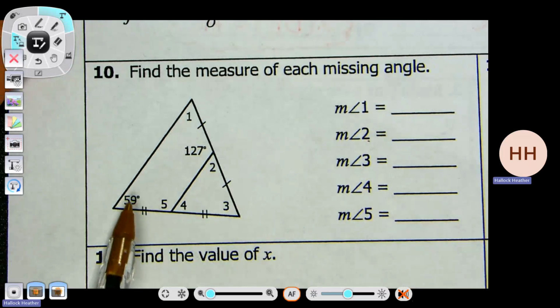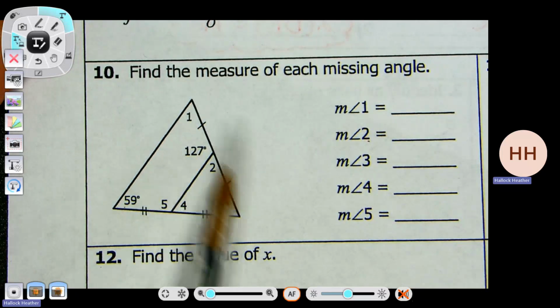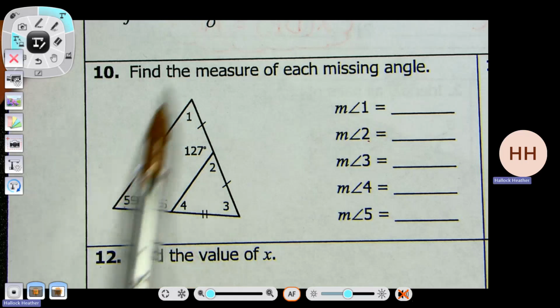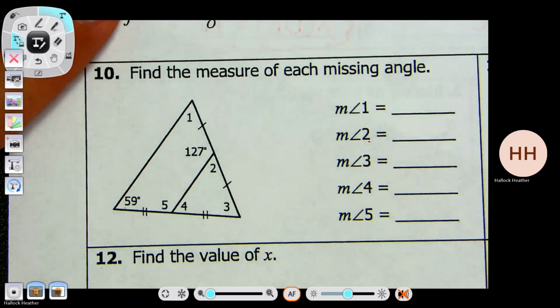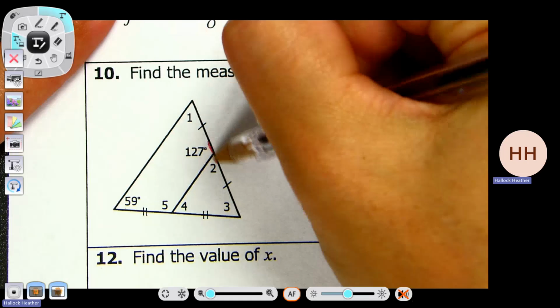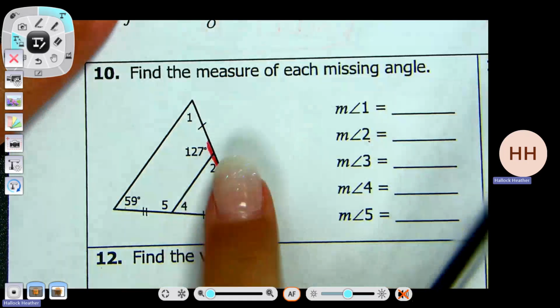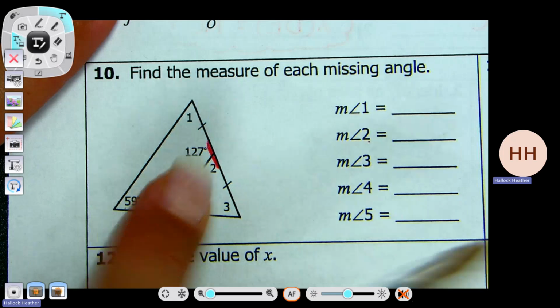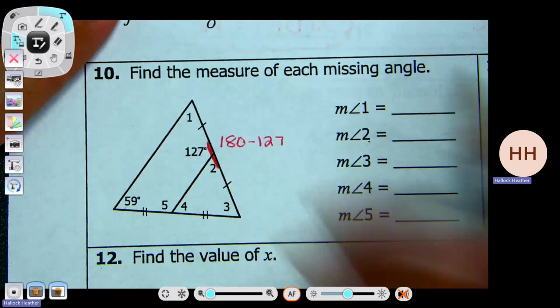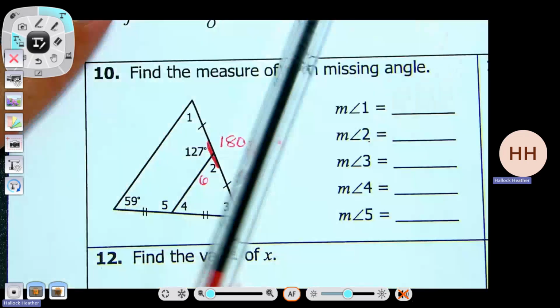So technically we have 59 here. We have 127 here. Does anybody see something that we could do? I don't want to give it away. Okay, so Tyler said that 127 and angle 2 add to make 180 because they're a linear pair. So if I take 180 and I minus 127, what do I get? 63.